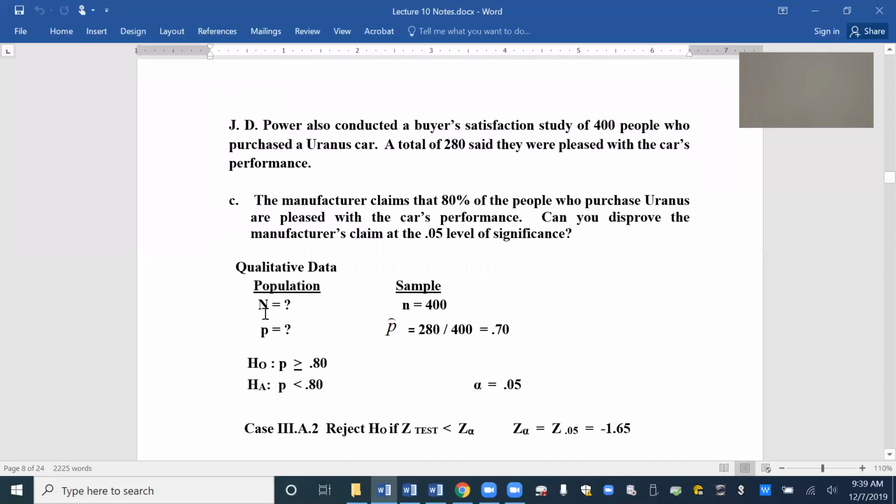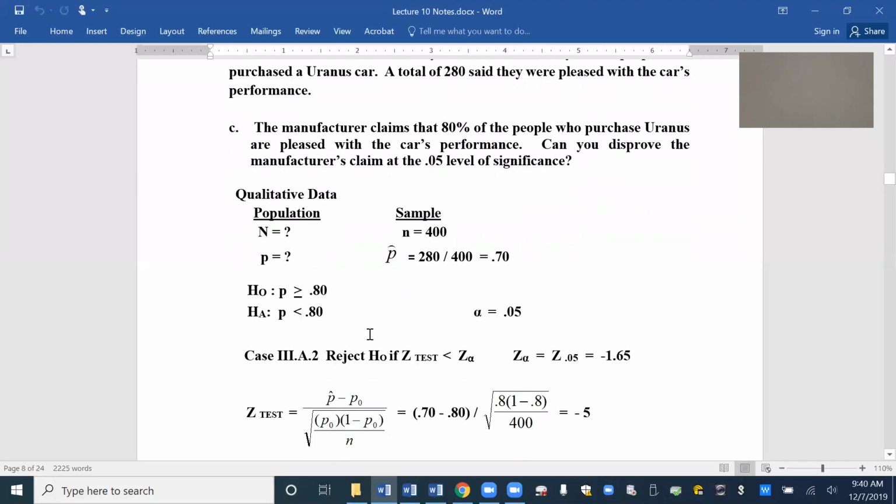So what do we know? I don't know how many cars were sold. I'm never going to know. I'm never going to do a census. I grabbed 400, and I try to do a census. I send a bingo card to every purchaser of the car. They don't all respond though. I get a p-hat of 280 out of 400 said they were pleased with the car's performance. Okay, so they say it's 0.80. So we think it's less than 0.80, and we think they're overstating the popularity of the car. The H0 is the exact opposite.